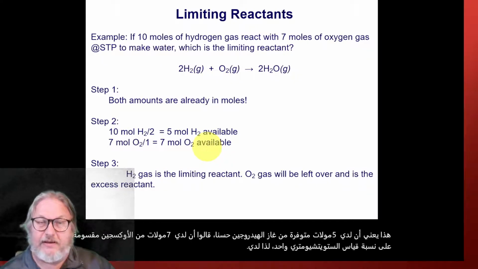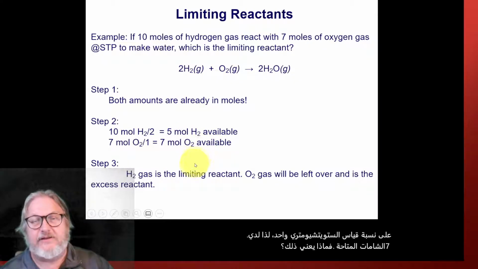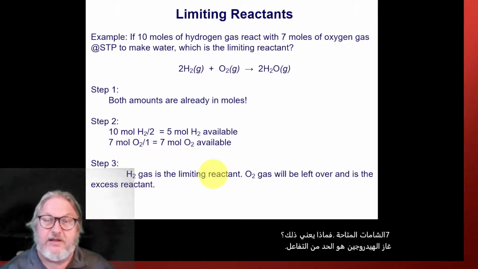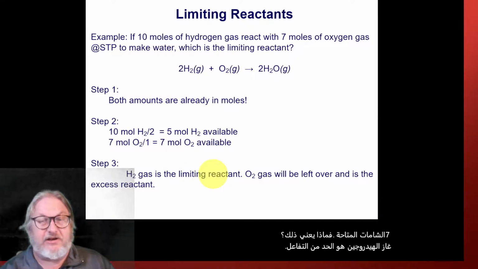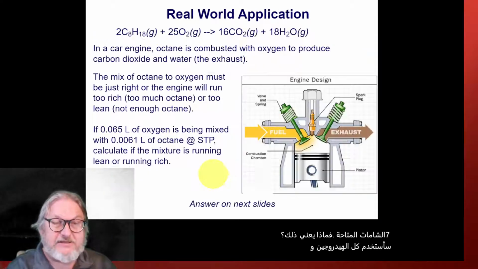So what does that mean? Hydrogen gas is the limiting reactant. I'm going to use all the hydrogen, and I'm going to have 2 moles of oxygen left over. That's the excess reactant.